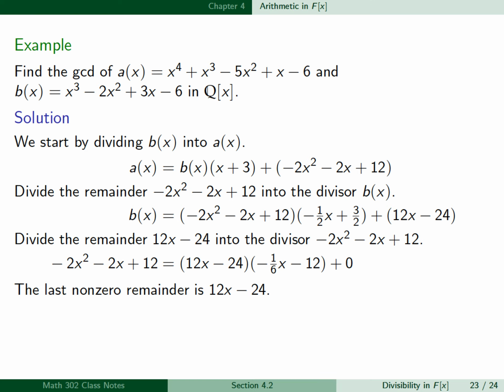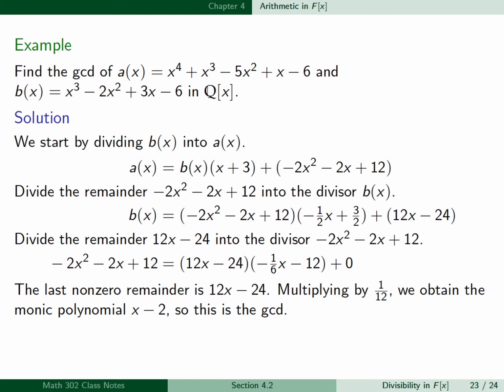So now we have a zero remainder, and the last non-zero remainder is 12x minus 24. And so multiplying this by 1/12, we obtain the monic polynomial x minus 2. So this is the GCD.